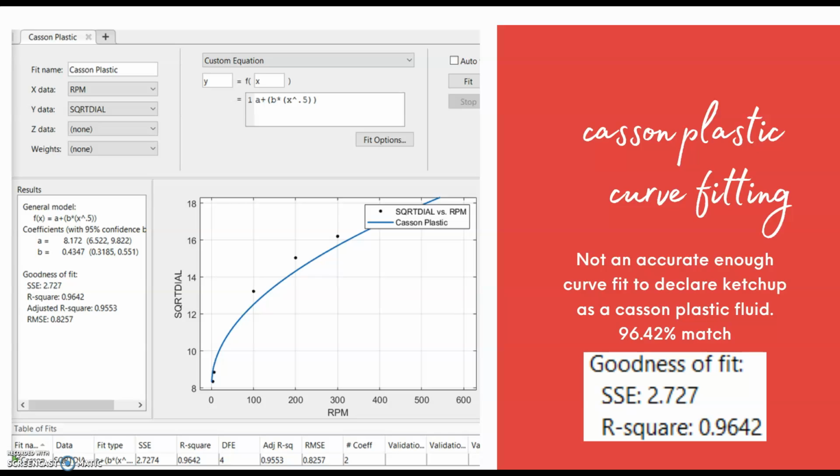The Casson plastic model exhibits shear thinning, a yield stress, and a high shear viscosity. I believe that it did not accurately fit our data because the shear thinning does not occur at this rate, as you can see from the mismatch of the end of the curve on our graph. The Casson fluid model is eventually reduced to a Newtonian fluid at a very high shear stress.